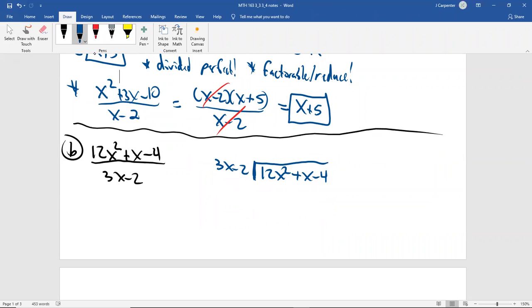Can I fit all that there? It's going to be a tight fit. I can make it fit. So divide just the leading terms, the 3x into the 12x squared. Again, feel free to show that work on the side. This is what we're doing.